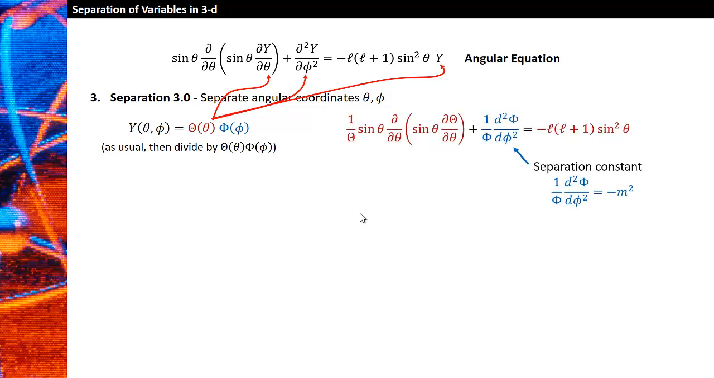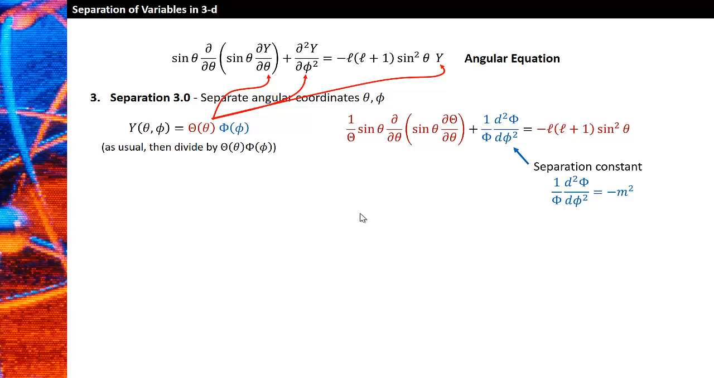So let's insert this expression for theta and phi into the angular equation. If you do that and then divide by theta times phi, skipping some of those algebra steps here, you get an expression that looks like this. And I've colored in red the terms that depend on theta only, and in blue the terms that depend on phi only.